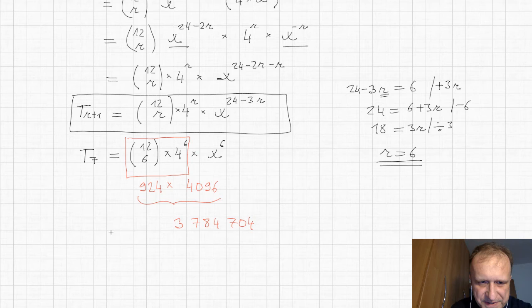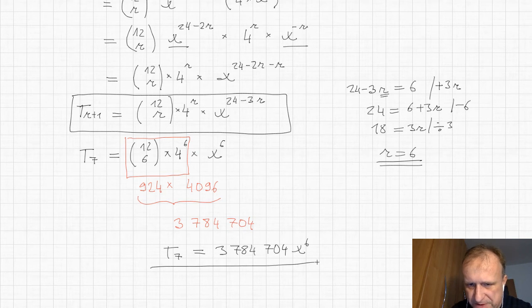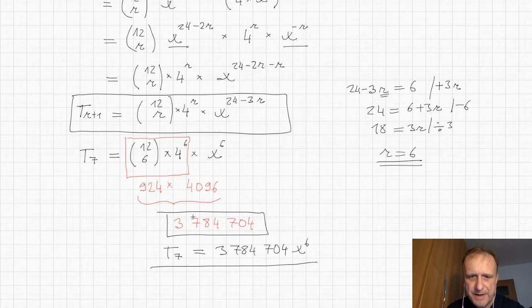and get the answer that the coefficient is 3,784,704. So the 7th term of this expansion, T7, is the term 3,784,704 times x to the power of 6. So this is the 7th term, and the answer to this part is this big number.